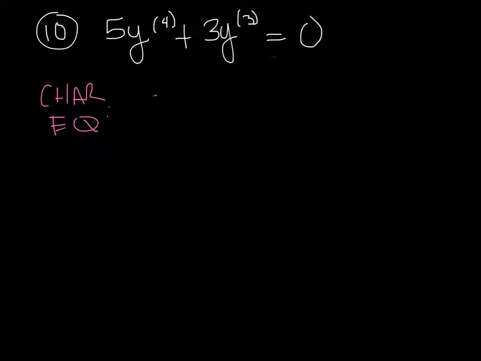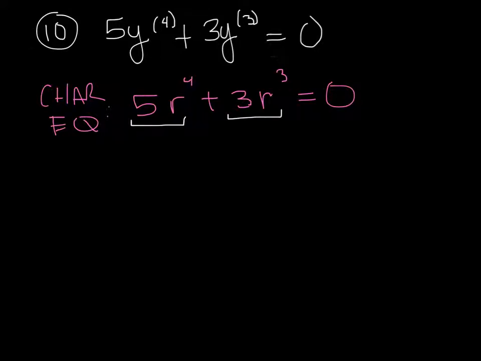So we have 5r to the 4th plus 3, that's not a y, it's an r, cubed equals 0. Okay, so can we factor this polynomial? Yes, you can factor this polynomial. There is a greatest common factor between these two terms. The greatest common factor is r cubed, right? They have at least 3 factors of r.